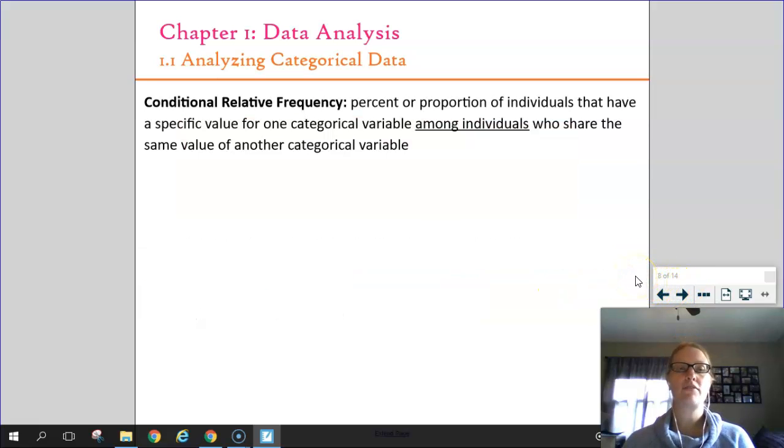Another thing we can calculate from a two-way table is the conditional relative frequency. That is also a percent or proportion of individuals who have a specific value for one categorical variable, but specifically among individuals who share that same value of another categorical variable. Let's take a look at what this looks like in an example.